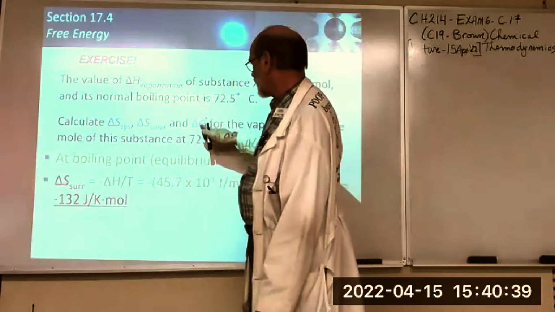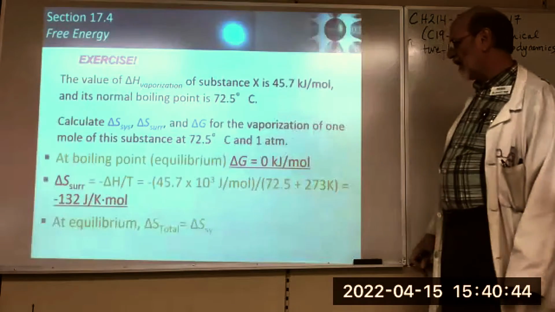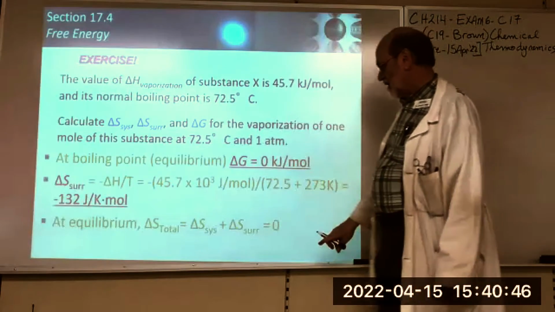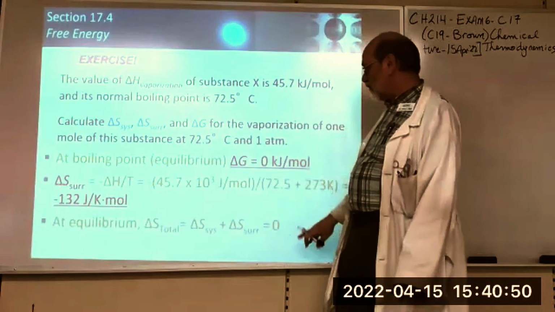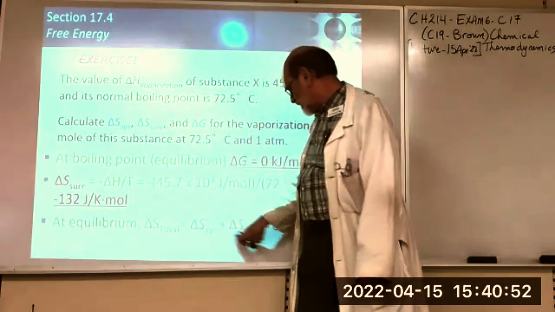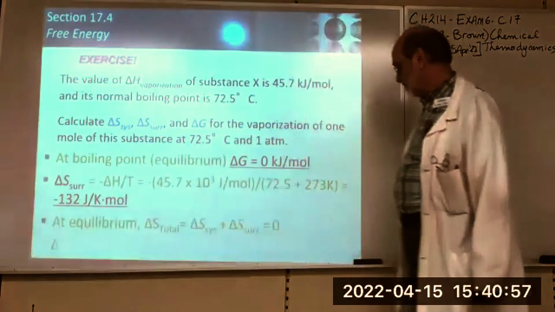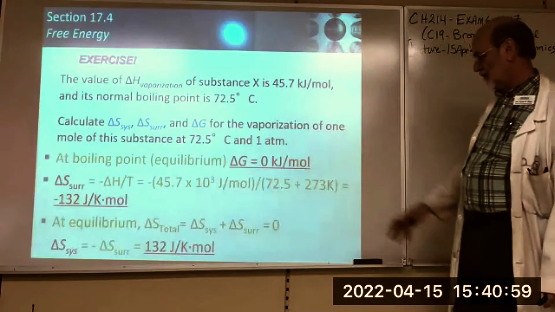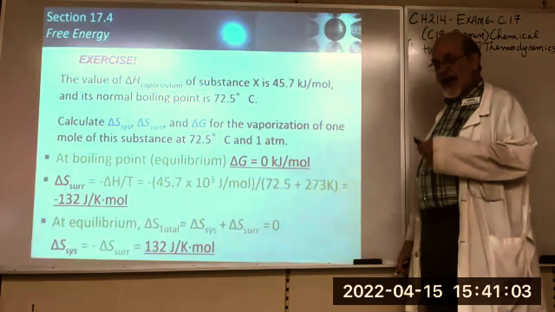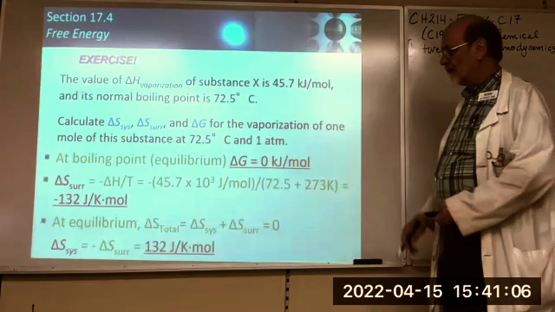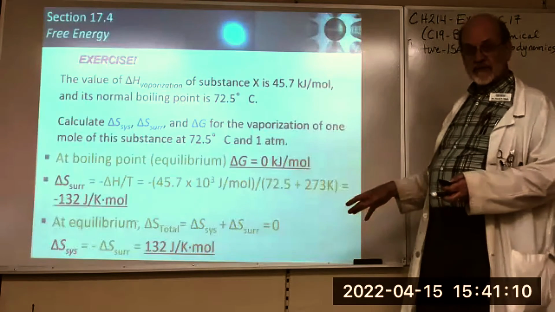And we got delta G is 0, got surroundings. How about the system? Well, at equilibrium, the delta S for total has to be 0. So if we know this one is surroundings, then this one has to be the same magnitude but opposite sign. So there you go. There's your answer. All right. So at the boiling point, at the melting point, the systems are at equilibrium and delta G is 0. That's our starting point.